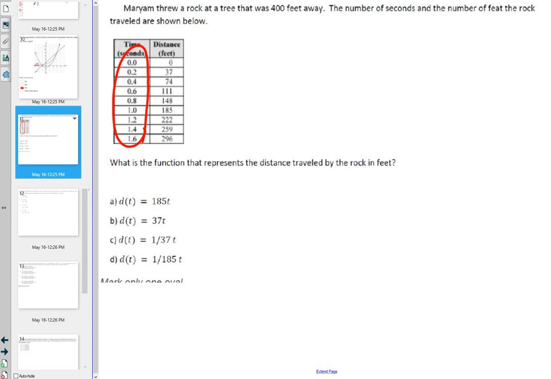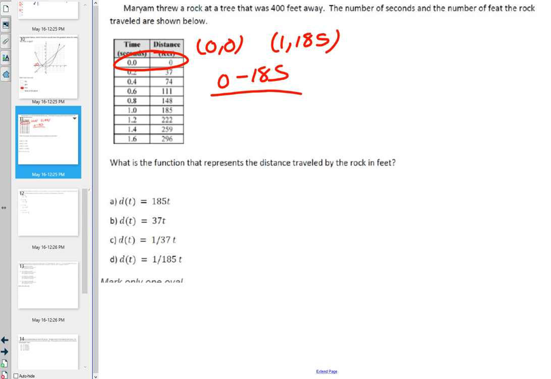you can't just put the 37, because the second is not going up by 1. So probably the easiest thing for you to do here is just use the slope formula. The nice thing is one of the points you can use is 0, 0. And then the other one, let's just use 1.0 and 185. So 0 minus 185 over 0 minus 1 is negative 185 over negative 1, which is 185.